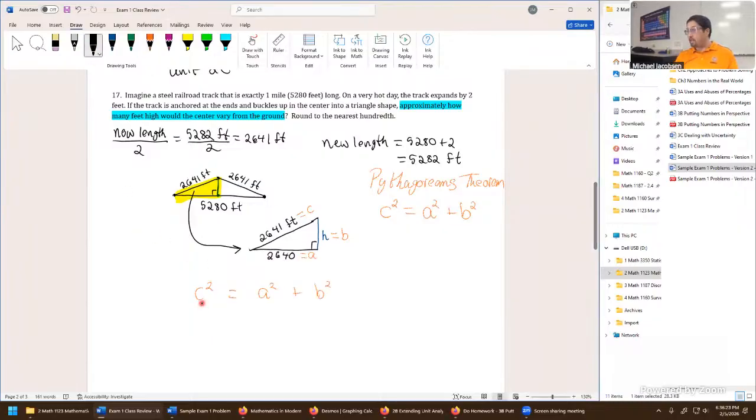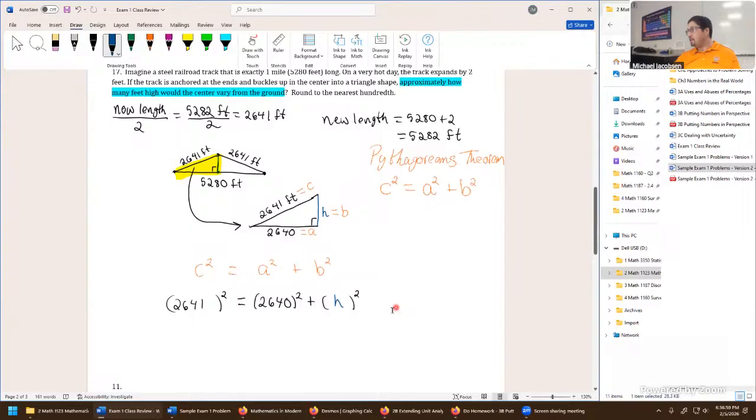In place of where we have c squared, we'll throw in, using our diagram as a guide, the 2641. Here, I'm going to leave off the units for now and just write it in as feet when we get to the end answer. It's going to be equal to a squared, so 2640 to the power 2, plus b squared. Inside here, we're just throwing in h. Really, you could drop the parentheses if you like and just call this 2641 squared equals 2640 squared plus h squared.